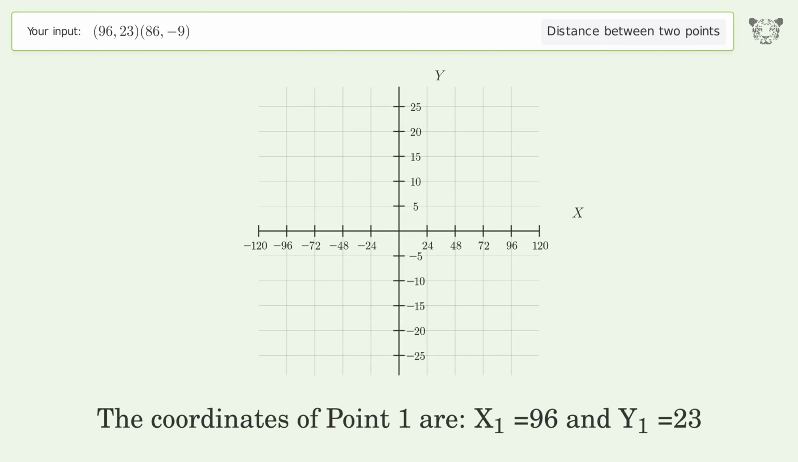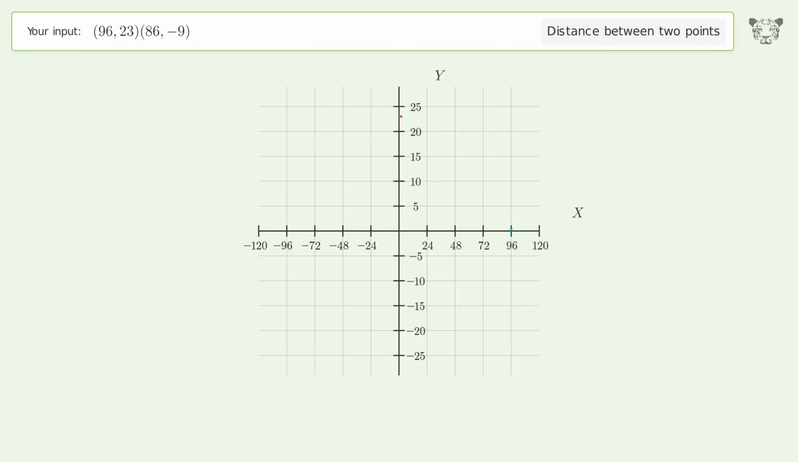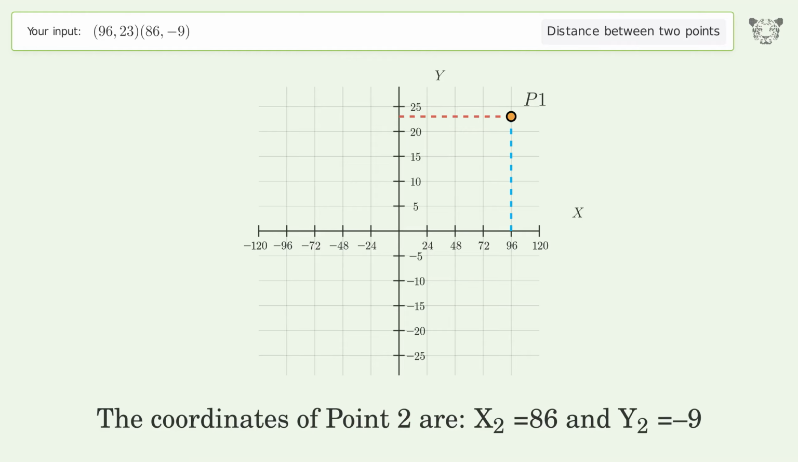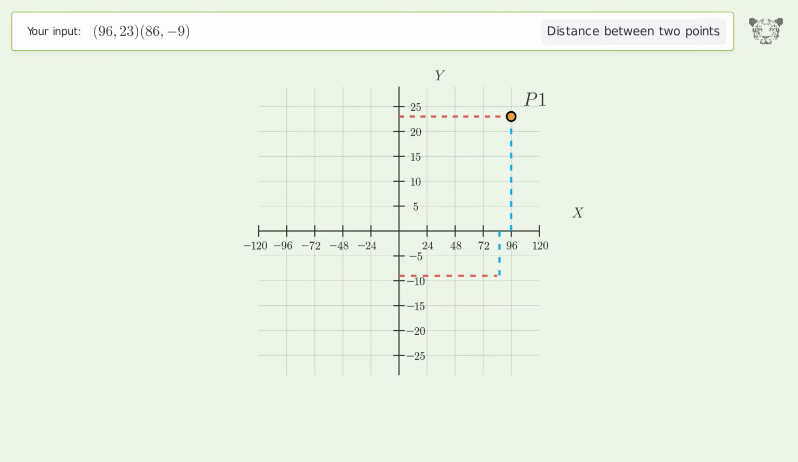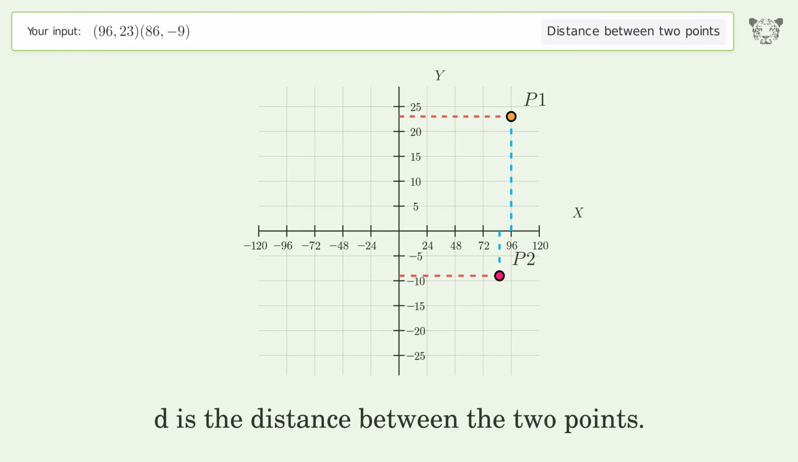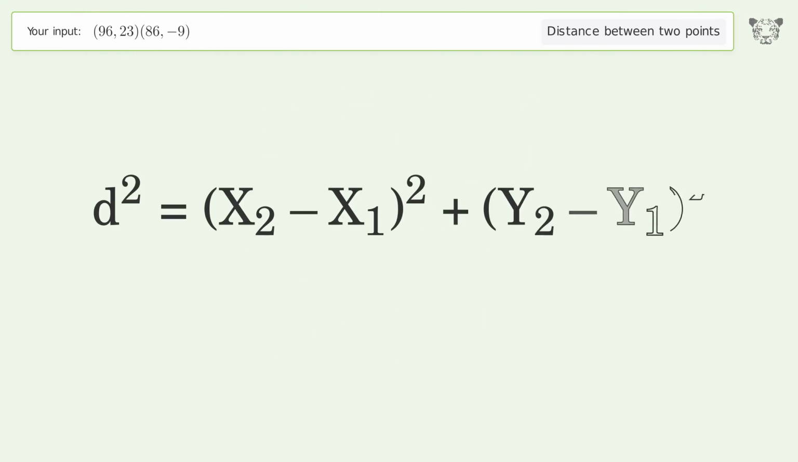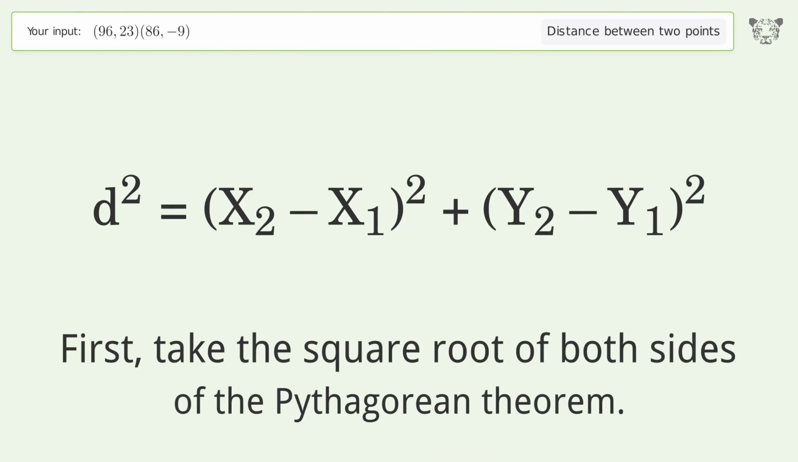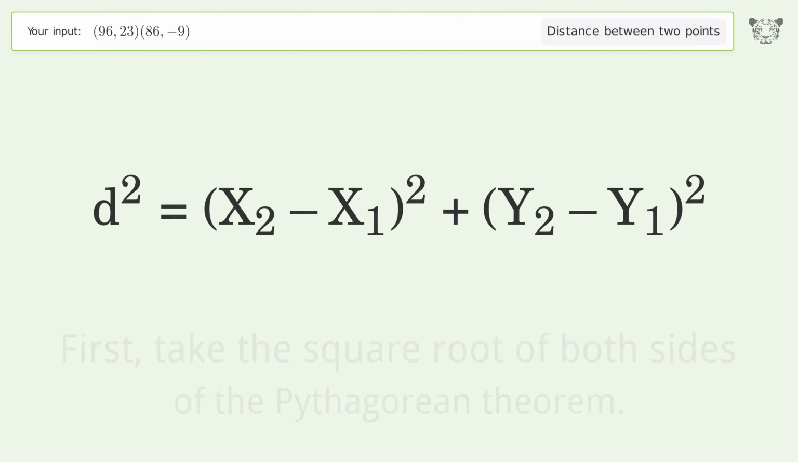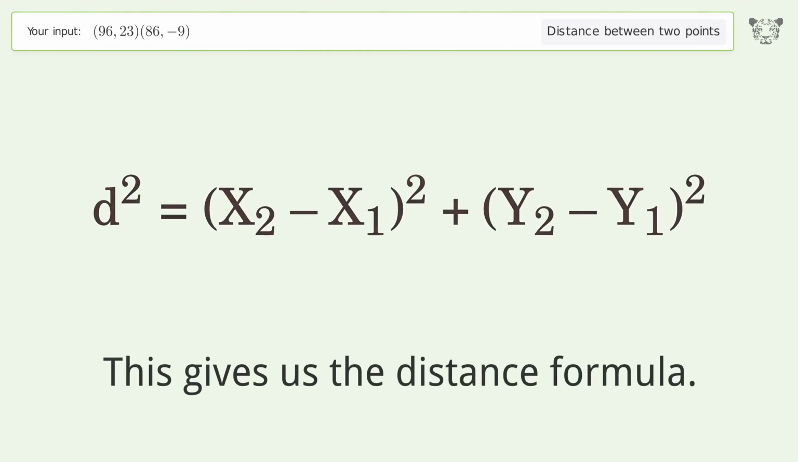The coordinates of point 1 are x1 equals 96 and y1 equals 23. The coordinates of point 2 are x2 equals 86 and y2 equals -9. D is the distance between the 2 points. First, take the square root of both sides of the Pythagorean theorem. This gives us the distance formula.